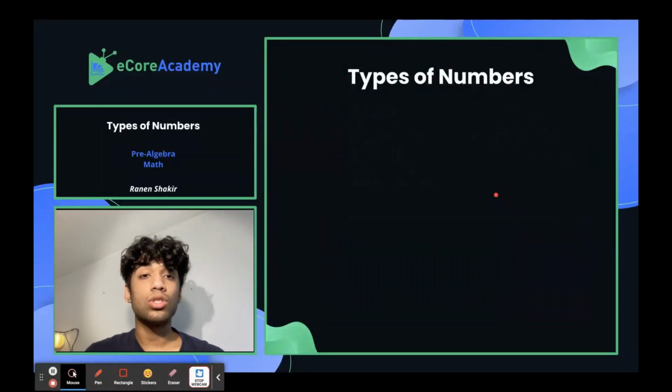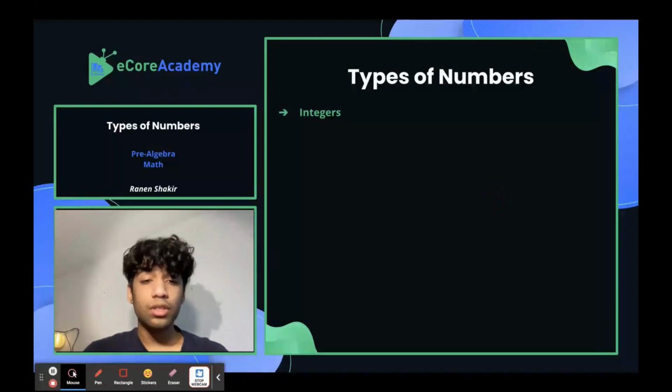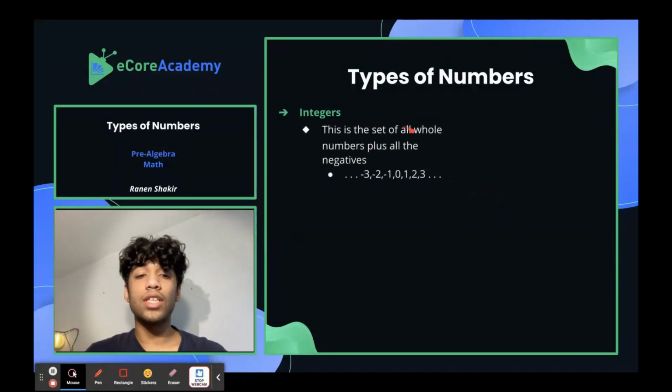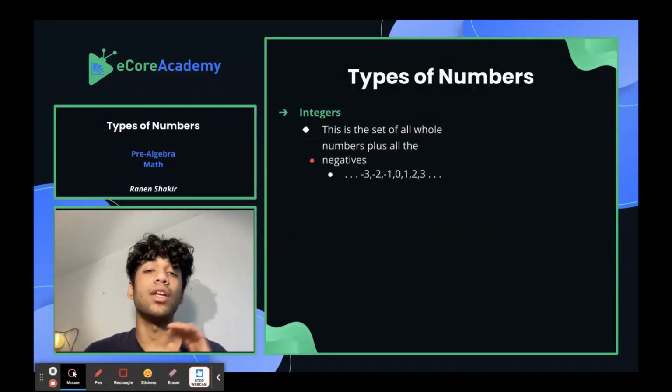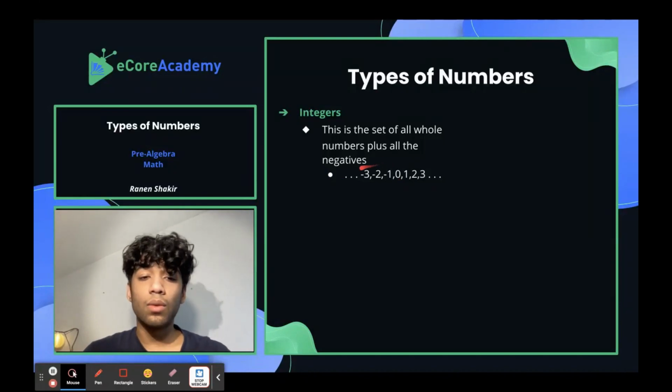So let's move on to two other types, which you've probably seen before, one of which is integers. This is the set of all whole numbers plus negatives. So this is your 0, 1, 2, 3, 4, 5, on and on, plus your -1, -2, -3, on and on. The way we distinguish integers from whole numbers and natural numbers is that they also include the negatives. And 0 is an integer.